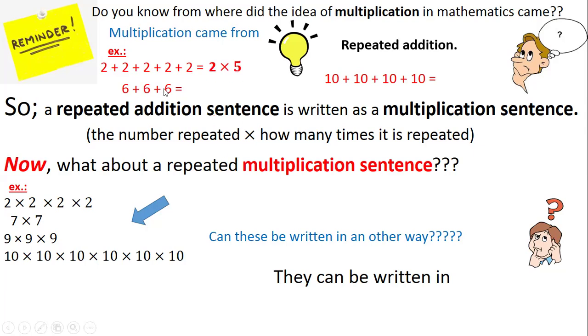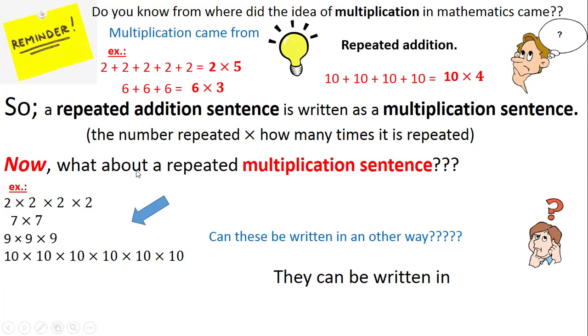6 plus 6 plus 6. The number repeated is 6. It's repeated 3 times, so we write it 6 times 3. 10 plus 10 plus 10 plus 10. The number repeated is 10. It's repeated 4 times, so we write it 10 times 4. So a repeated addition sentence is written as a multiplication sentence. How do we write it? The number repeated times how many times it's repeated.